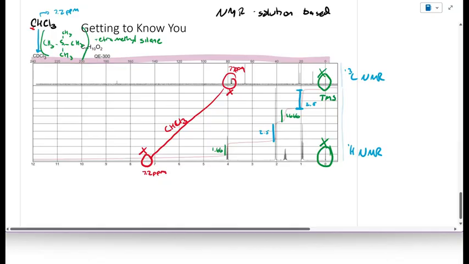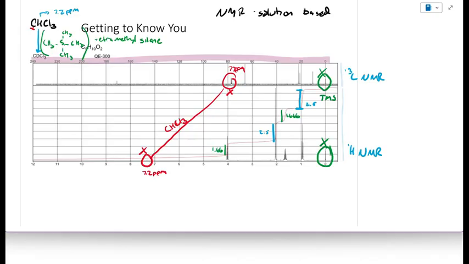Now, the integration tells us the number of equivalent hydrogens represented by that signal. So that would imply that the blue signals represent 2.5 hydrogens. But you can't have half of a hydrogen. So the integral value has to be a whole number of hydrogens. It has to be. But this tells us that it's 2.5 hydrogens. So what does that mean? Well, the integral curve is proportional to the number of hydrogens. It doesn't exactly tell us how many there are.